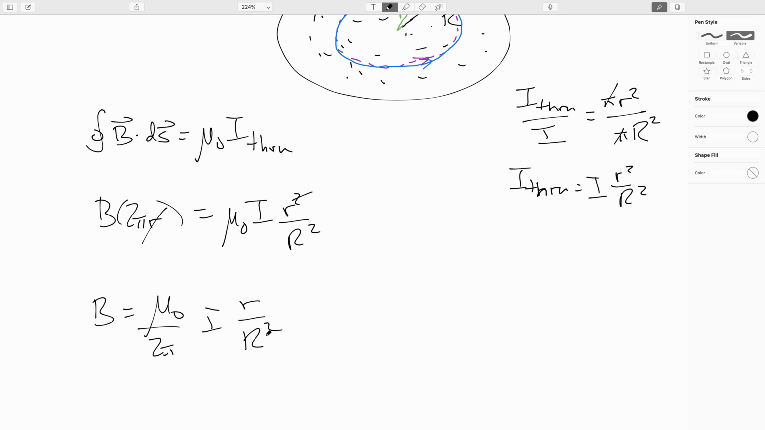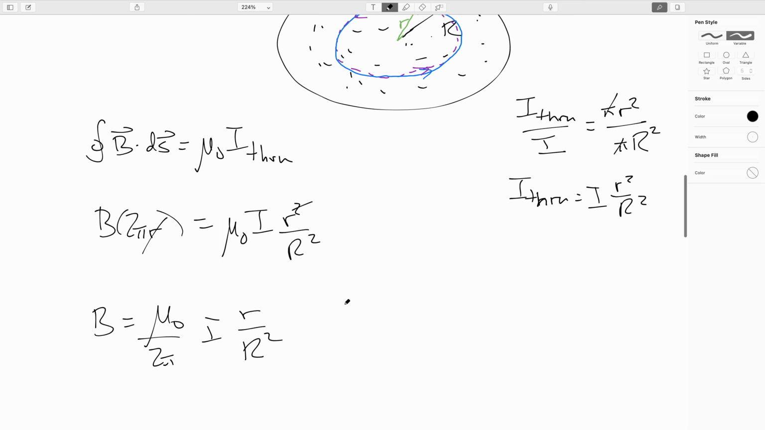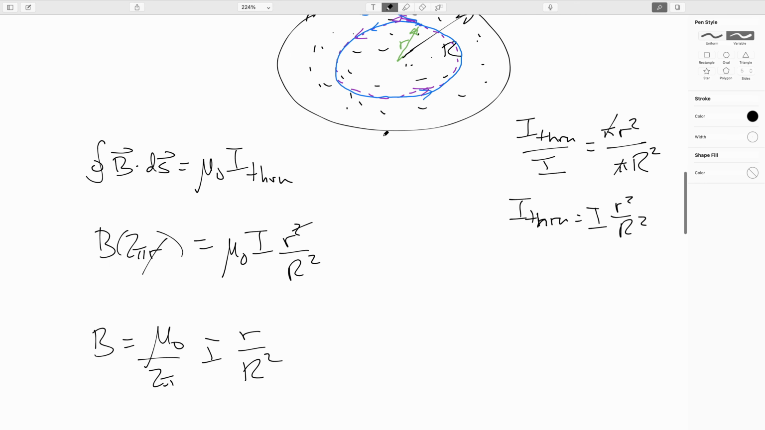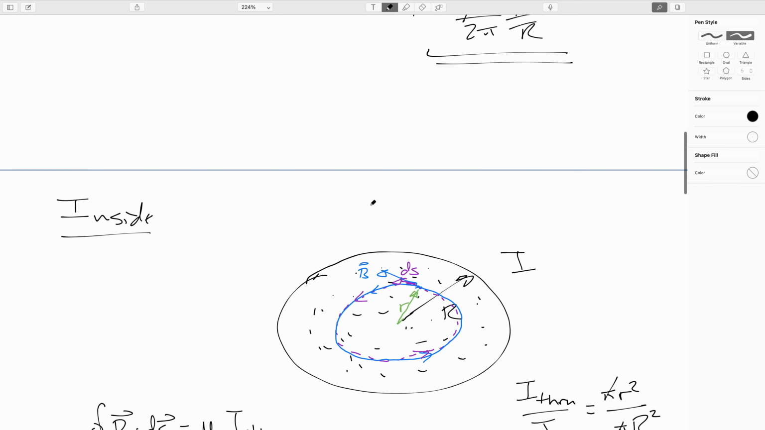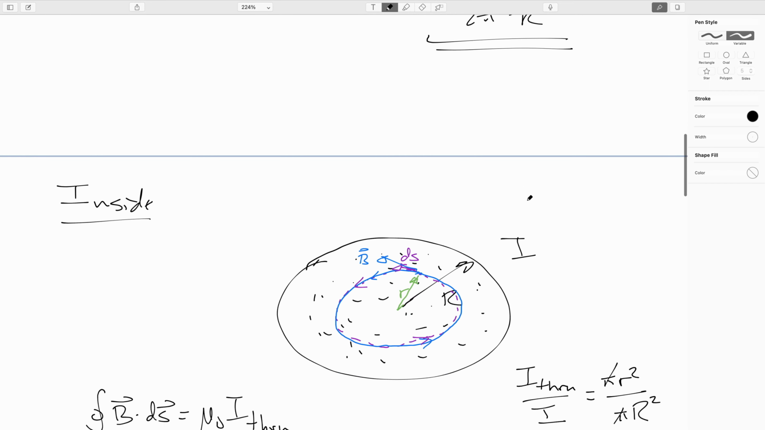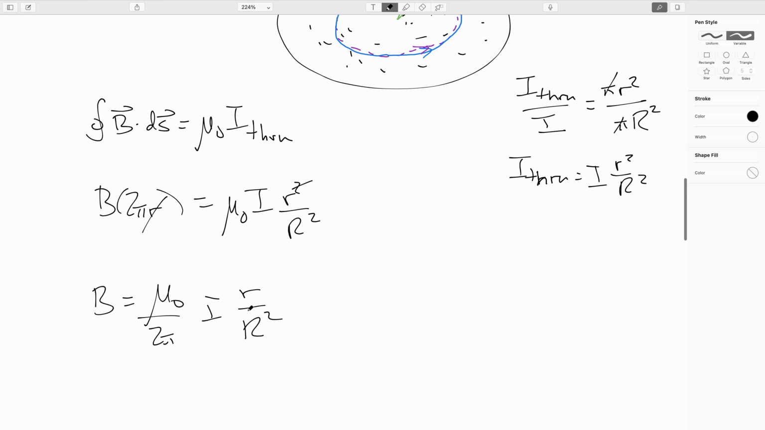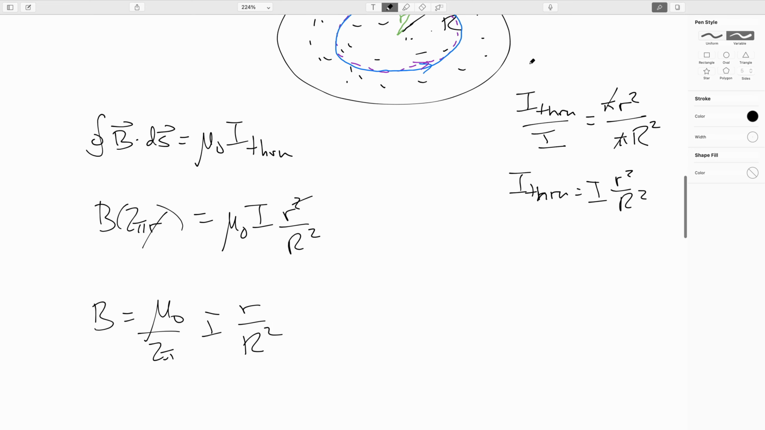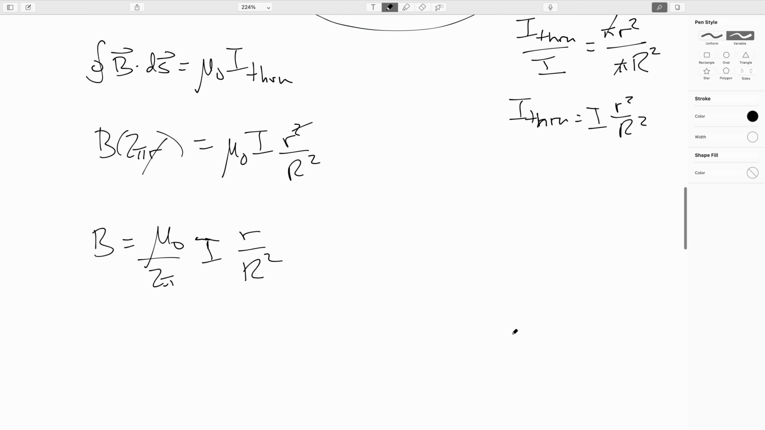Now remember with these things that if you're right at the edge, that is the transition point between inside and outside the wire, and you should get the same result. So here I had I over big R. In here, if I put in big R for little r, corresponding to being right at the edge, I'll end up with I over R again. So the boundary points check, so that makes us feel like we've got something going good here.